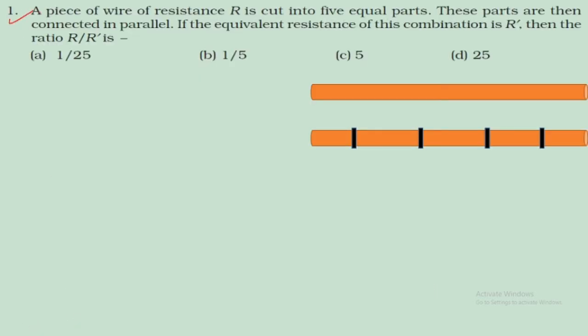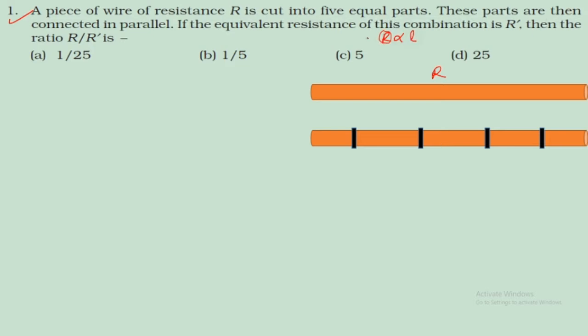The first question is, a piece of wire of resistance R is cut into 5 equal parts. Let this be a conductor of resistance R. You know beta that R is directly proportional to L. If we increase the length of the conductor, R also increases. If we decrease the length, then the resistance of the conductor also decreases.